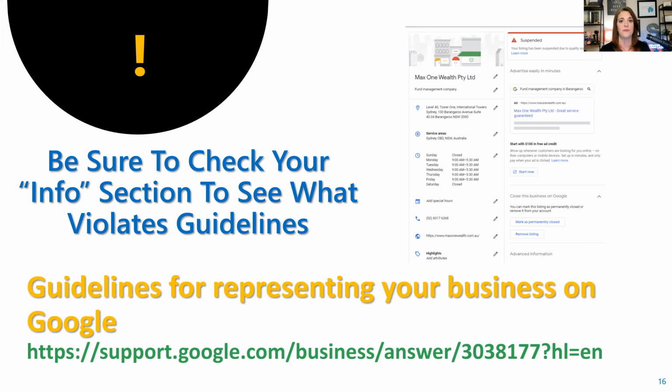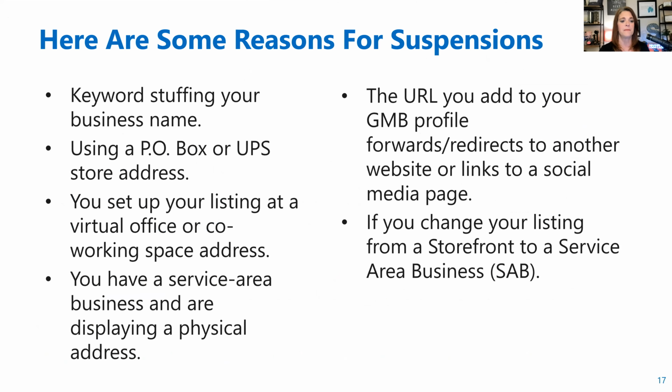Carefully look at that information and backtrack and figure out what I might have done to cause or trigger the suspension. Now, on the screen, you'll see a list of some really common reasons for suspensions. Some of them include keyword stuffing your business name, setting up a PO box or a UPS address.